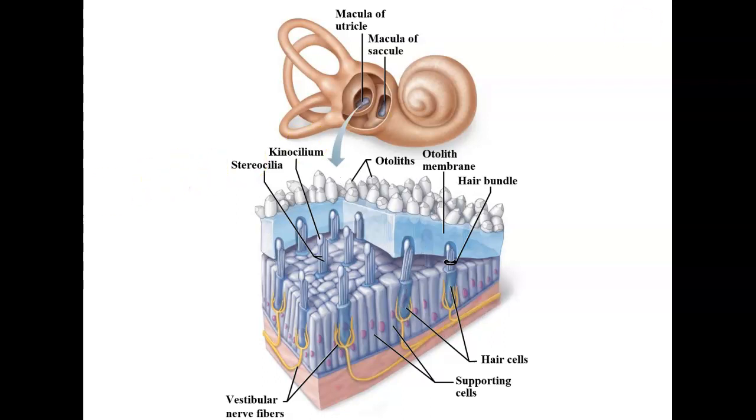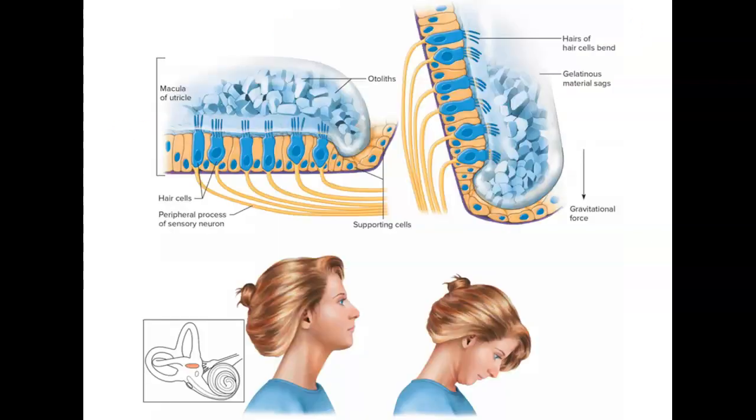So just to recap, these structures are going to be located in the maculae, here in the utricle, and here in the saccule. And let me show you how they bend when you bend the head. Alright, so we have basically the structure set up right here. This one happens to be the macula of the utricle, so it's going to be in a horizontal position. Here you have your gelatinous material with your otoliths. Here the hair cells are nice and upright.